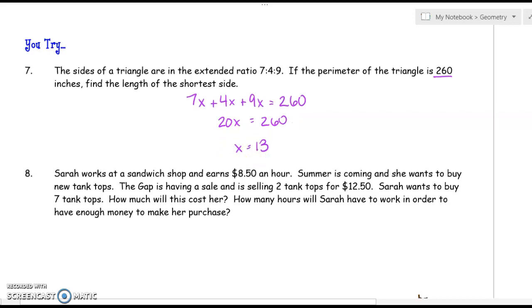Divide by 20, you're going to get 13. That's x, but they want us to find the shortest side. Between 7x, 4x, and 9x, 4x is going to be the smallest. So 4 times 13, you're going to get 52, and then the units are going to be in inches. So don't forget the units. It'd be 52 inches for your answer.